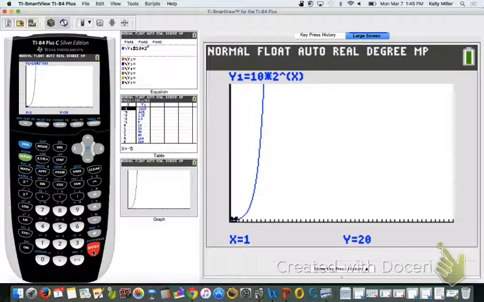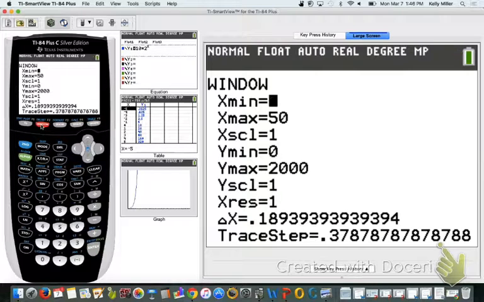Oh yeah, no, mine's here. Wait, can you show how to make it like that again? Go back to your window. That's the window I used. It's right next to the y equals button. It says window. And then I have 0, 50, and then 0, and then 2,000.